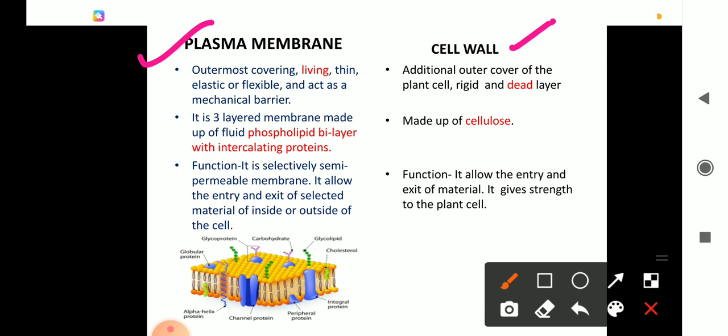Okay, now see, it is the outermost covering. It is living, thin, elastic, and flexible. It acts as a mechanical barrier. Whereas the cell wall, which is found outside the plant cell, is a rigid and dead layer, right? Dead है, rigid है. It provides the rigidity. It gives a particular shape to the plant cell.